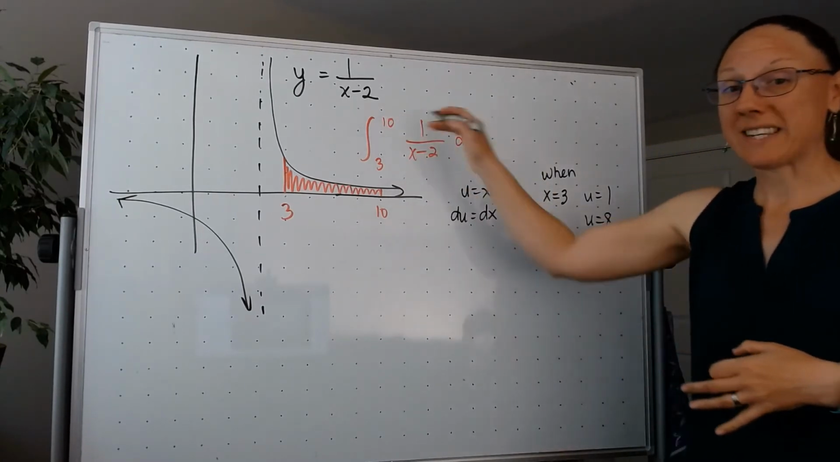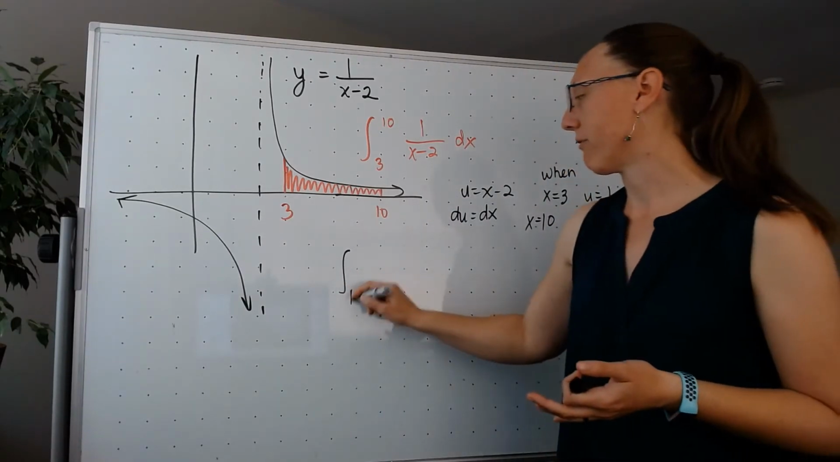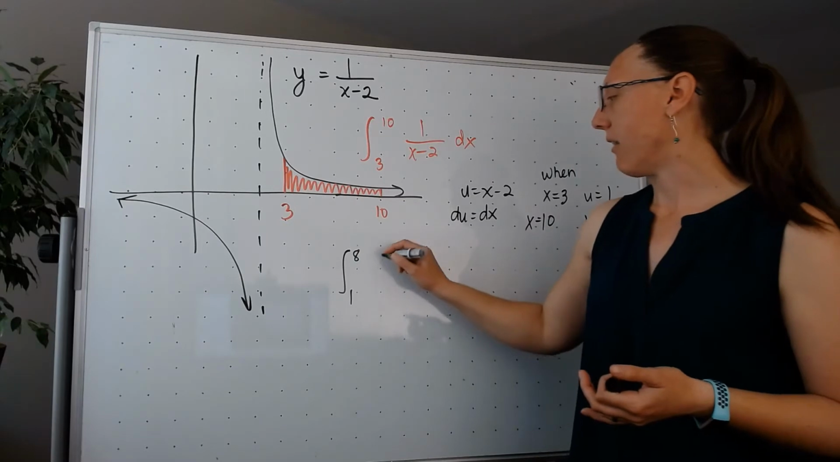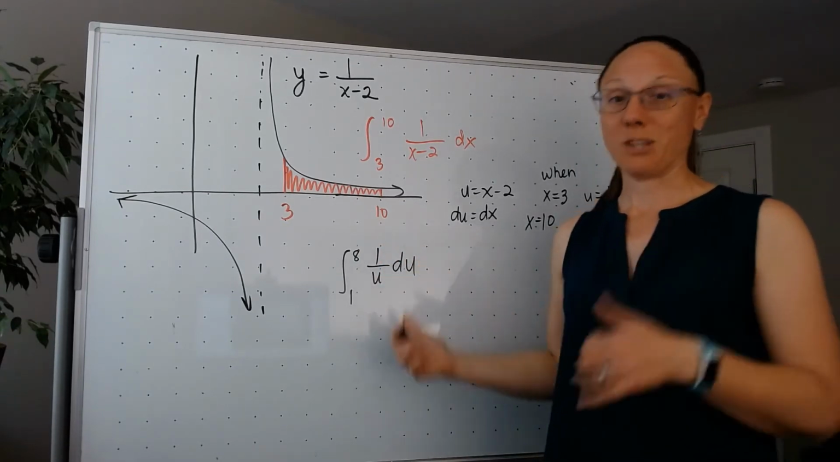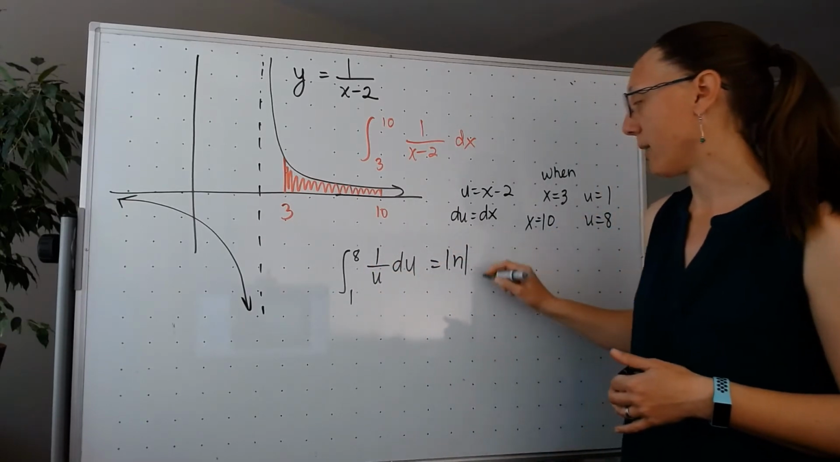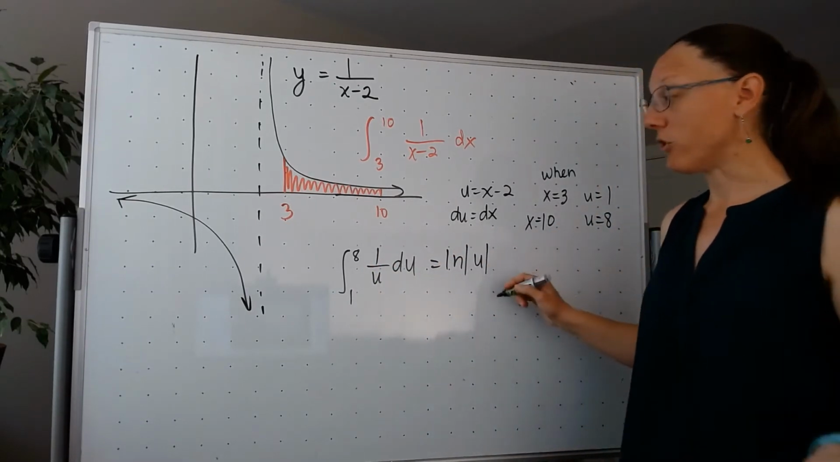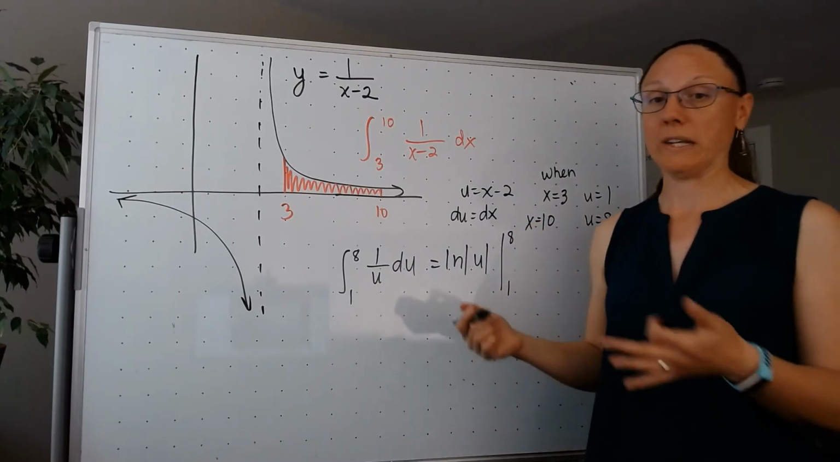Which means I can translate this into the same problem, essentially, but going from 1 to 8 of 1 over u du. I've been doing a bunch of these today. That is going to be natural log, absolute value of u. We don't have a plus c this time, and we've already changed the limits to go from 1 to 8.